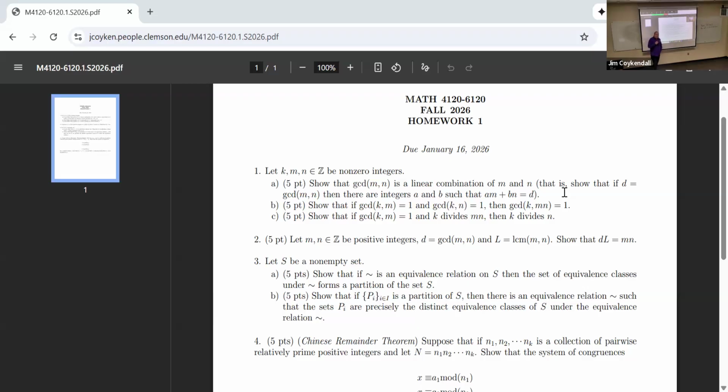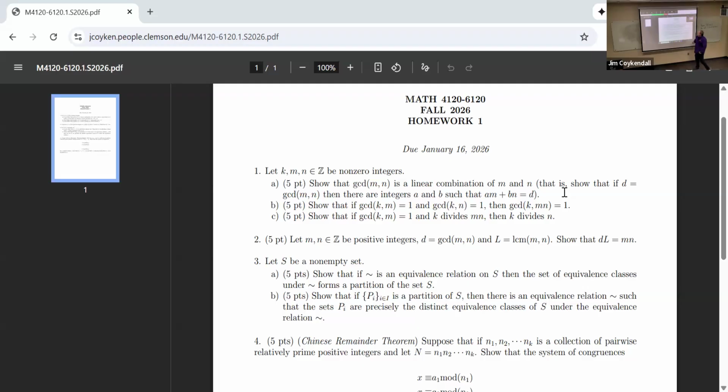Well, that was easy. What's the greatest common divisor of 101 and 103? Both of those numbers are prime. So the greatest common divisor is 1. 1 is a linear combination of 101 and 103. That one's a little bit less obvious, isn't it? How do you do that? Well, this problem shows that you always can.